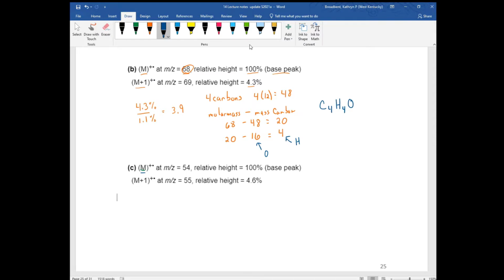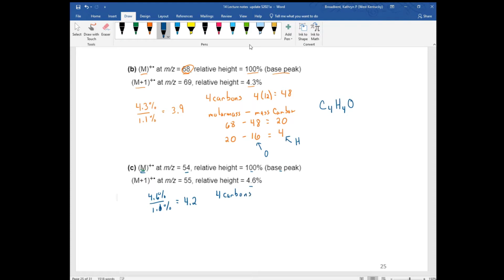So let's look at the next one. Here we have a molar mass peak at 54. This one is also the base peak, and so we already have how these two peaks are associated with each other. The M+1 peak is 4.6% of the mass peak. Okay, so we'll take our 4.6% and divide it by how much carbon-13 there is in the world. And we get 4.2, which again is really close to 4. So we're going to say we have 4 carbons.